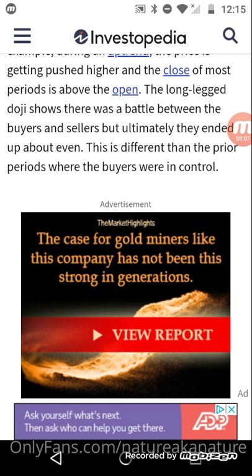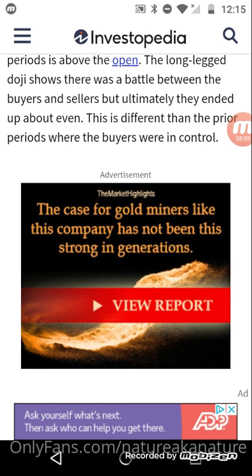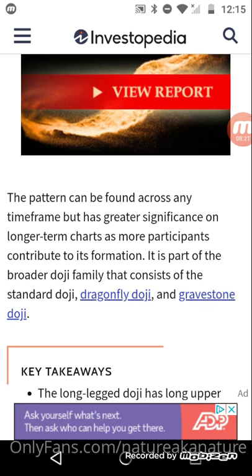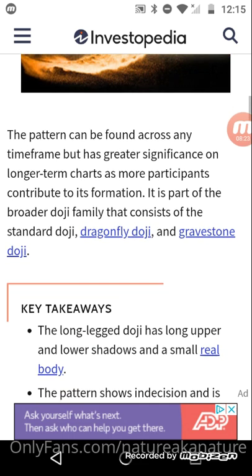So this pattern can be found across any time frame, but has greater significance on a longer-term chart as more participants contribute to its formation. It is part of a broader doji family that consists of the standard doji, the dragonfly doji, which we've also been going over, and the gravestone doji.